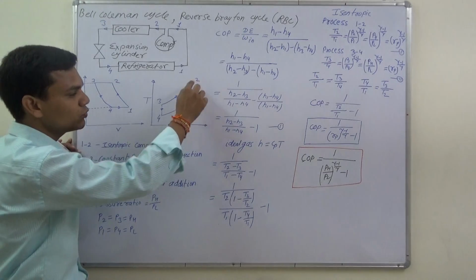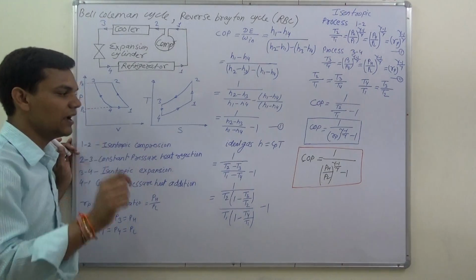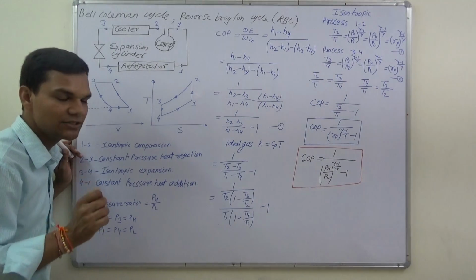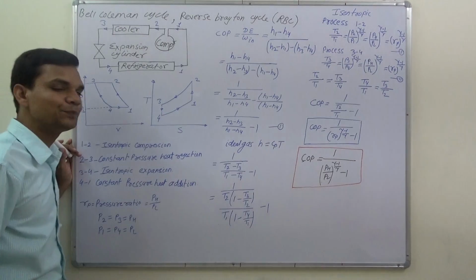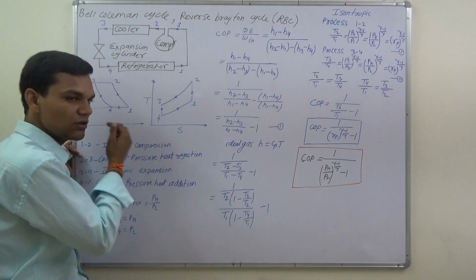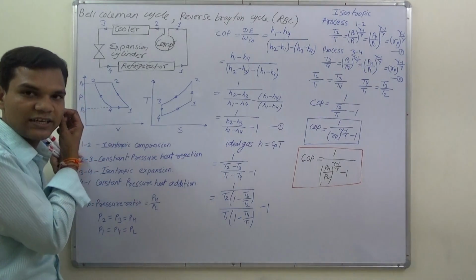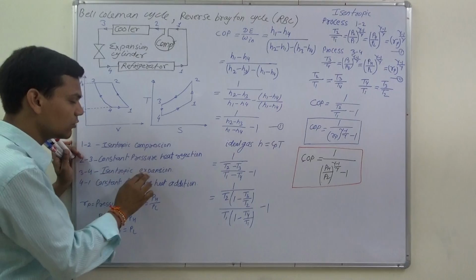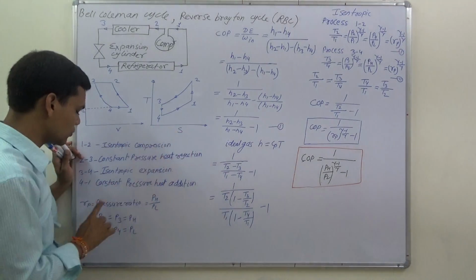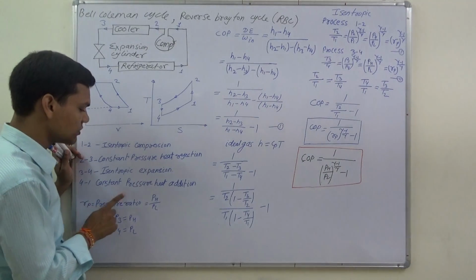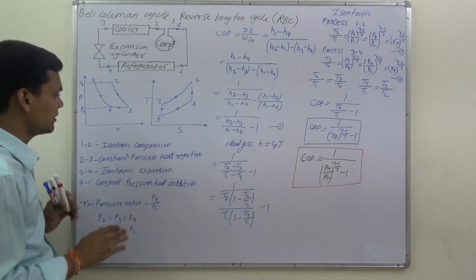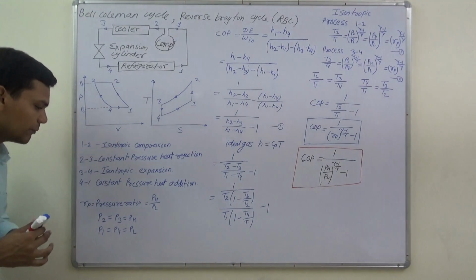In the TS diagram, 1 to 2 isentropic compression takes place. Entropy remains constant during this process because compression is isentropic, that is reversible adiabatic. 2 to 3 is a constant pressure heat rejection process, so entropy decreases, because entropy is associated with heat. 3 to 4 isentropic expansion takes place, and because expansion is isentropic, entropy remains constant. The fourth process is 4 to 1, constant pressure heat addition, which takes place in the refrigerator. So this is about the PV and TS diagrams and all the processes.